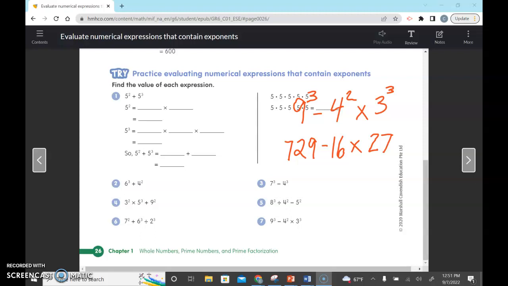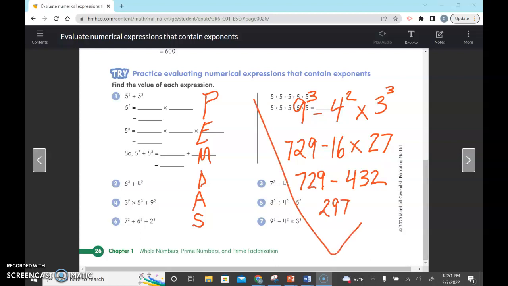Now the next step. So what we can see with the order of operations, just write it out here. We can see our next step is multiplication. So 16 times 27 is going to give me 432. And then we're just going to rewrite our 729 underneath that. And then the final step here, we can see we take that 729 and we subtract 432 from it. It's going to give you 297.